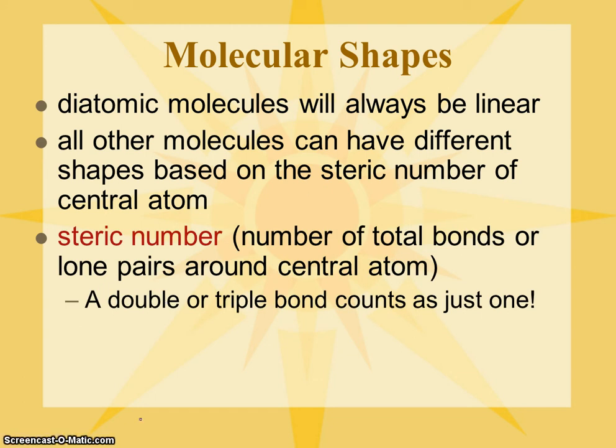And for counting a steric number, a double or a triple bond would count as just one thing around that atom. So for example, this would be a steric number of 4, because I've got 4 things around that central atom, 2 of them being lone pairs, 2 of them being bonds. If I had this situation instead, this would just be a steric number of 2, because I've got 2 double bonds coming off of that carbon, but it's just considered 2 things coming off the carbon.